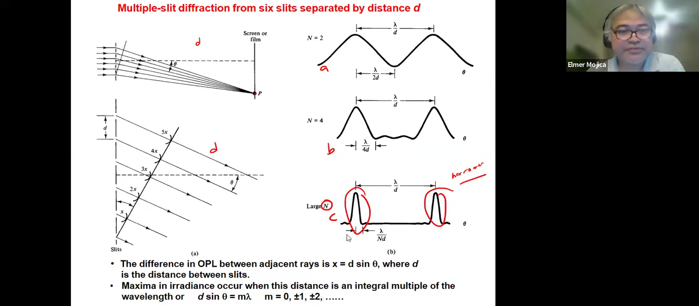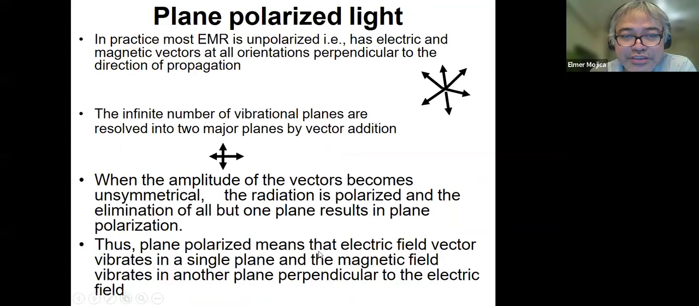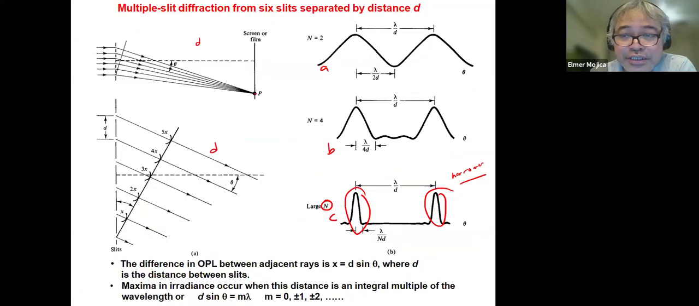So, yep, I'll end here. And then we're going to discuss, hindi umabot dito, plane polarized light, because I'm going to discuss the polarimeter and circular dichroism, and then I might add more slides as we go on. But I think we're getting to what the instruments would really look like.